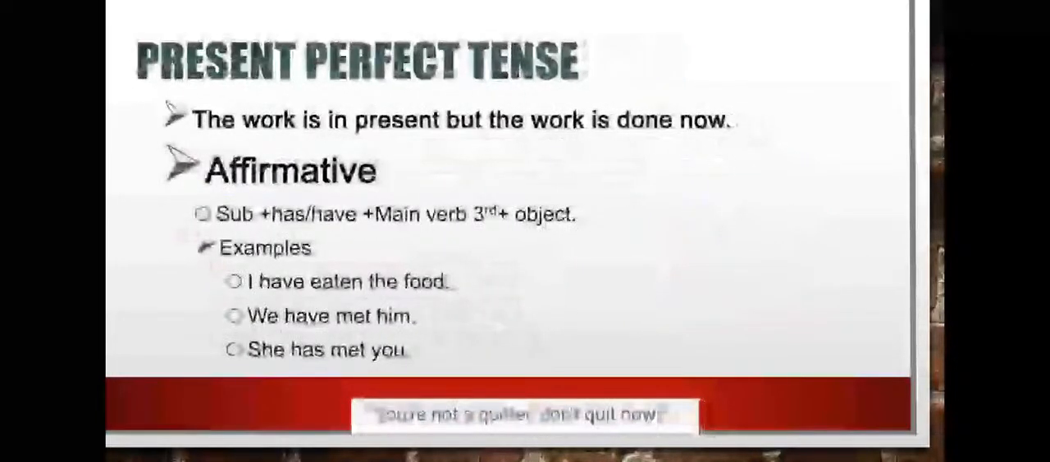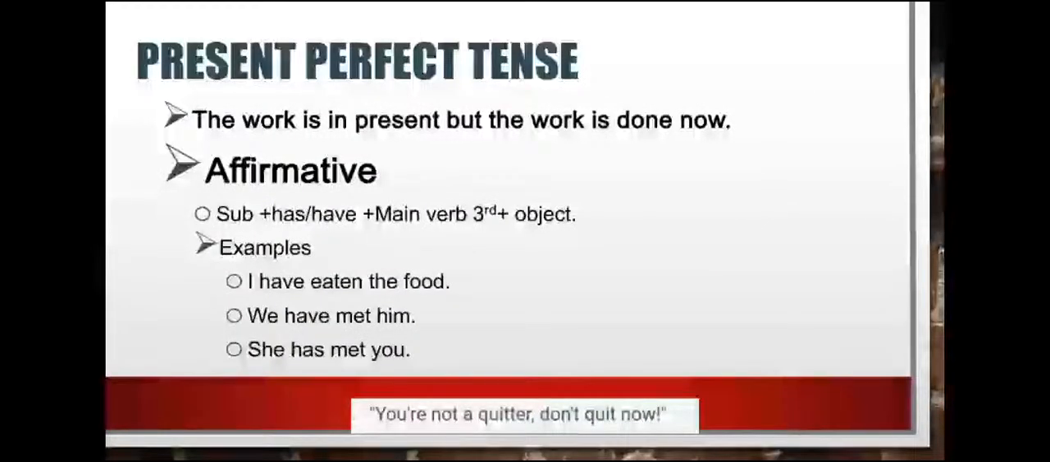Let's move on to present perfect tense. Hope you are enjoying it. You must be enjoying it because we are going too fast, and I'm trying my best to make you understand all these things properly. The work is in progress, the work is in present. You need to keep in your mind, but the work is done now.